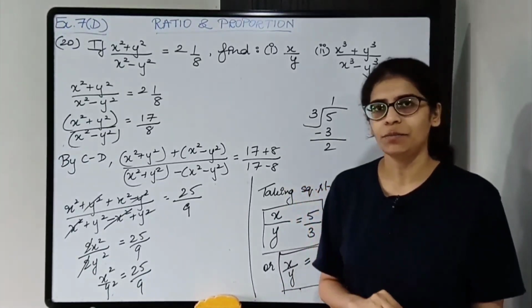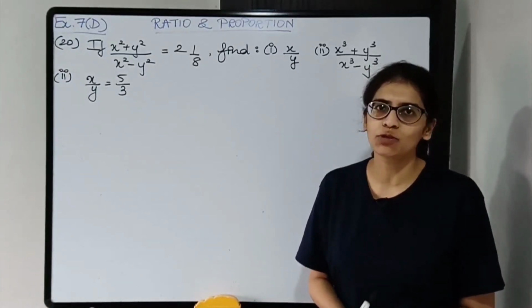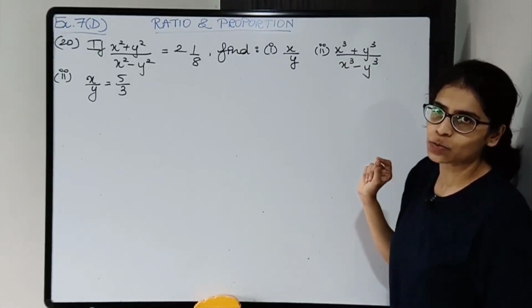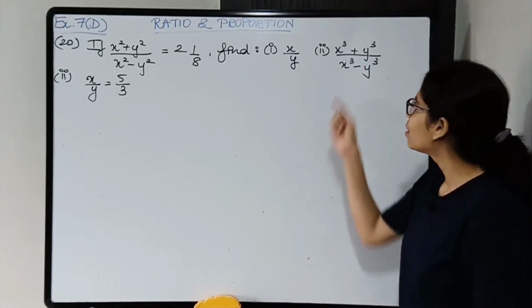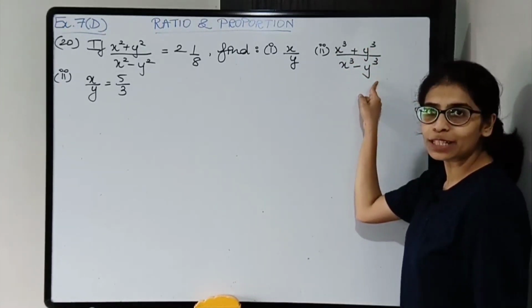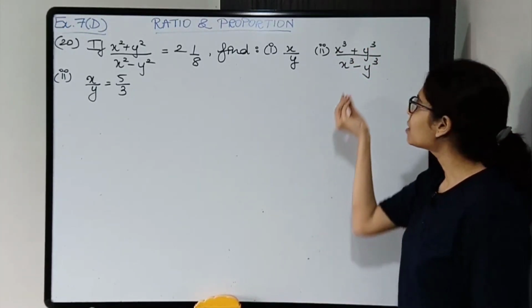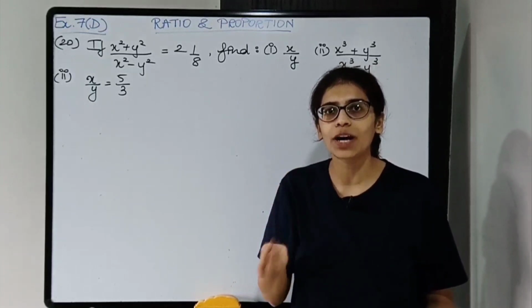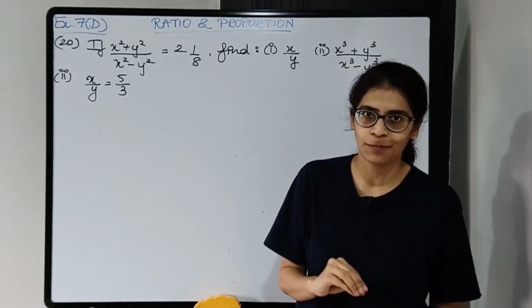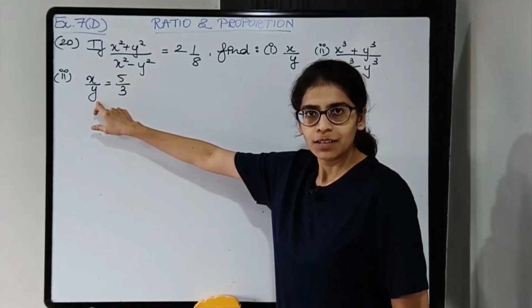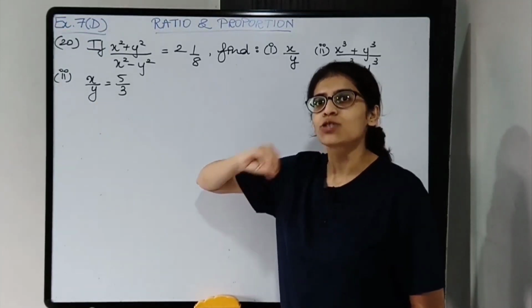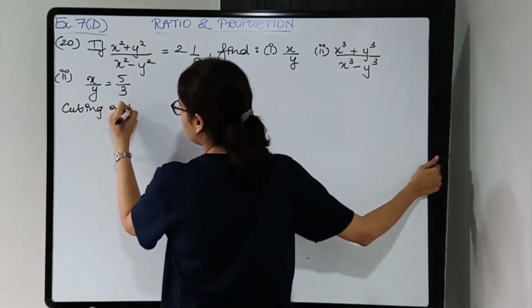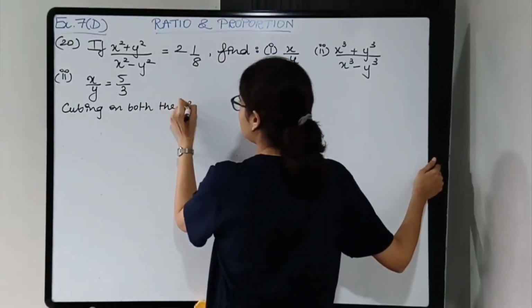Now moving on to the second part. We know that x upon y is equal to 5 upon 3. We need to find (x cube plus y cube) upon (x cube minus y cube). This is of the form numerator plus denominator upon numerator minus denominator, right? Numerator is x cube, denominator is y cube. So you need x cube and y cube as numerator and denominator respectively. So I know x and y. I need x cube and y cube. So let's cube on both the sides.